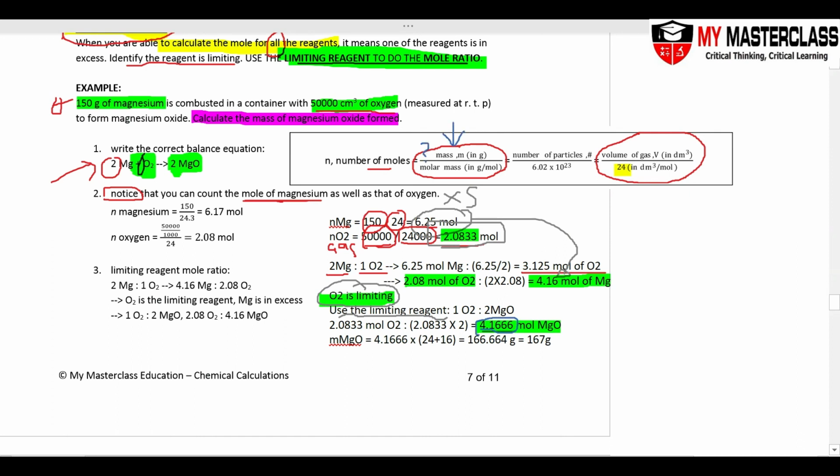I'm trying to find mass. I calculated the mole, which is 4.166, so you times your molar mass. Take your 4.166 moles times the molar mass of MgO, 24 plus 16, the mass of your magnesium and oxygen from your periodic table. You get 166.664 grams. That's your mass of magnesium oxide. Keep it to 3 SF: 167 grams is your final answer.